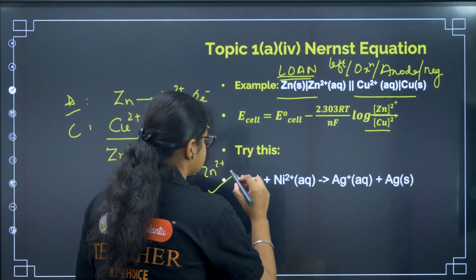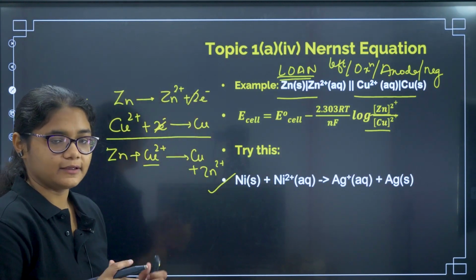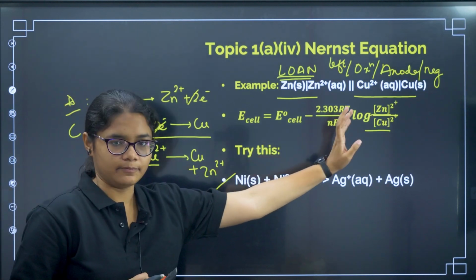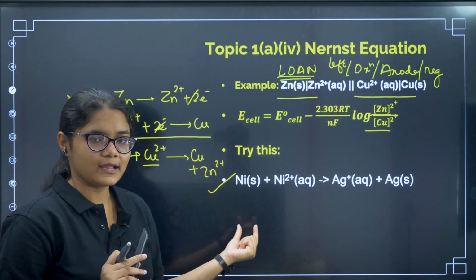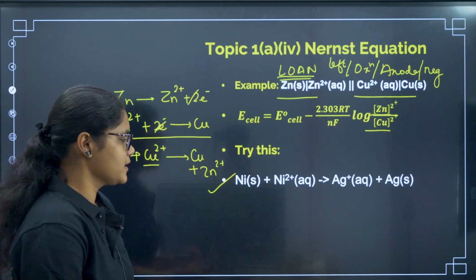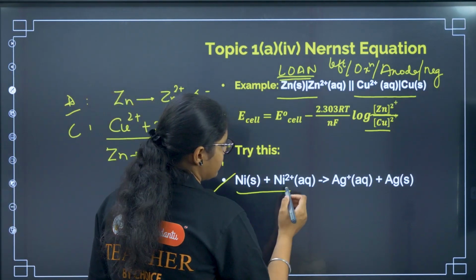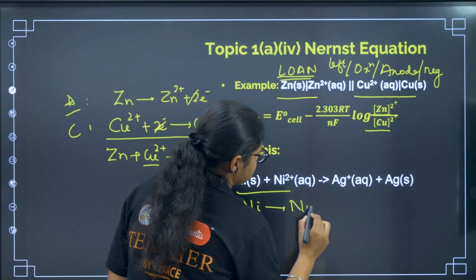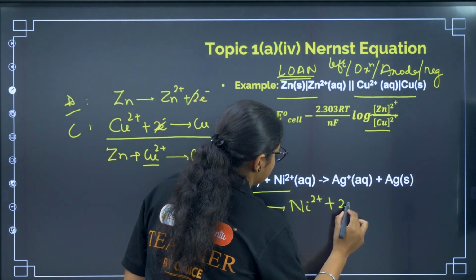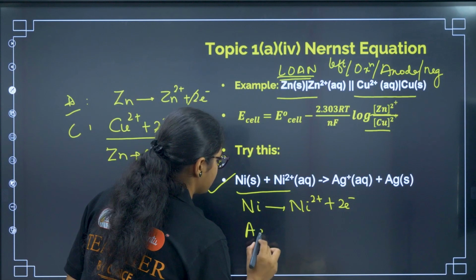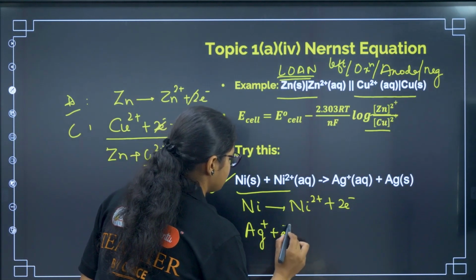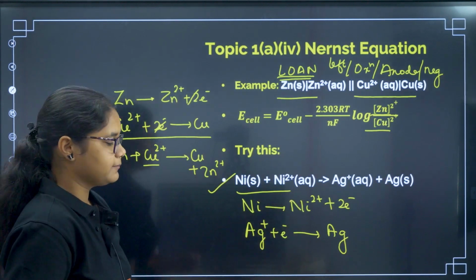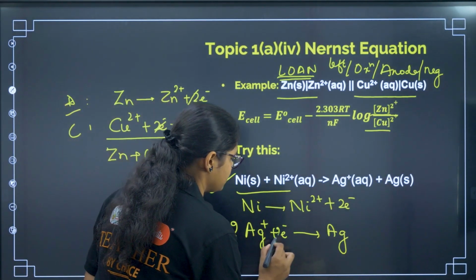Now try for this equation. All of you can write the equation here. If you just look and write, there is a chance that you may miss the power term. So it is always advised that you write the reaction and then write the Nernst equation. Here nickel is undergoing oxidation, so Ni gives Ni2+ plus 2 electrons, and silver is undergoing reduction: Ag+ plus 1 electron gives silver. Now the number of electrons should be the same, so I can multiply the second equation by 2.